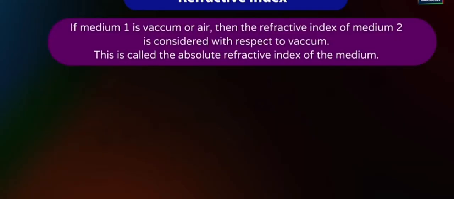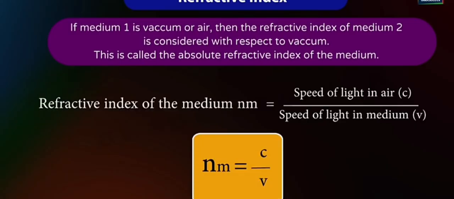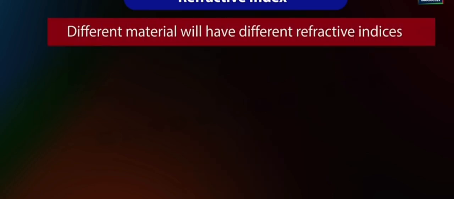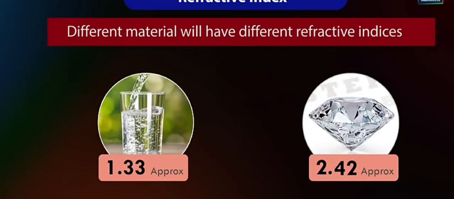If medium 1 is vacuum or air, then the refractive index of medium 2 is considered with respect to vacuum. This is called the absolute refractive index of the medium. It is simply represented as n2. If c is the speed of light in air and v is the speed of light in the medium, then the refractive index of the medium, nm, is given by nm equals speed of light in air by speed of light in medium, that is c by v. Different materials have different refractive indices. For example, the refractive index of water is approximately 1.33, while the refractive index of diamond is approximately 2.42.